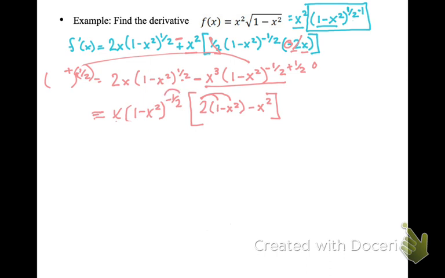And we need to move this to the bottom, to the denominator. So I have x, and then I'm going to have 1 minus x squared to the 1/2. And then when I distribute this, I get 2 minus x squared minus x squared. So what have I got there? 2 minus 2x squared.